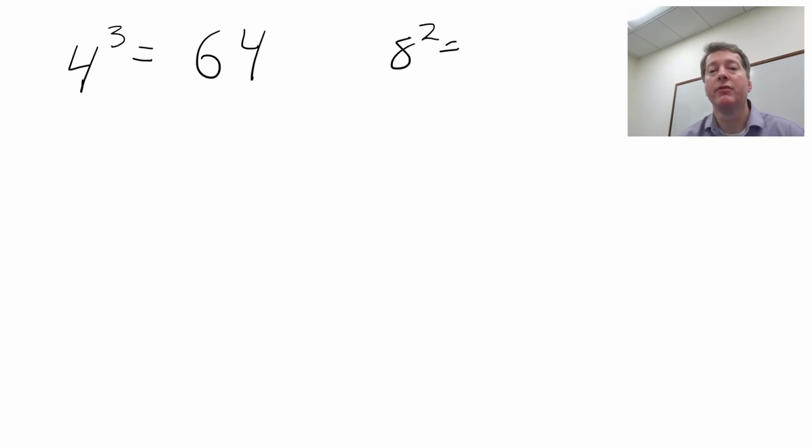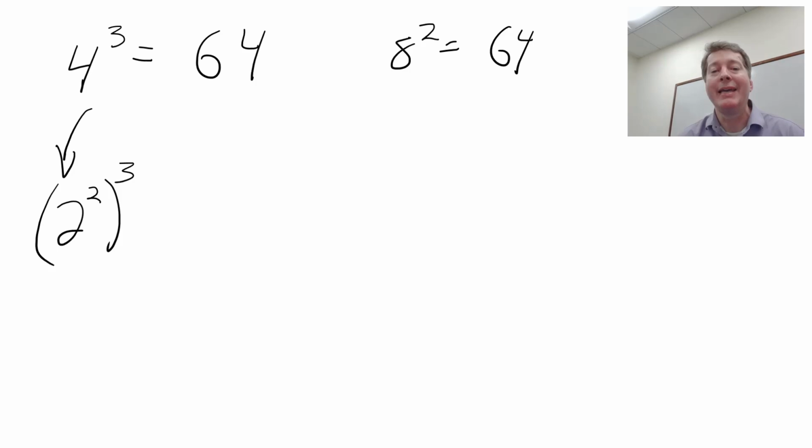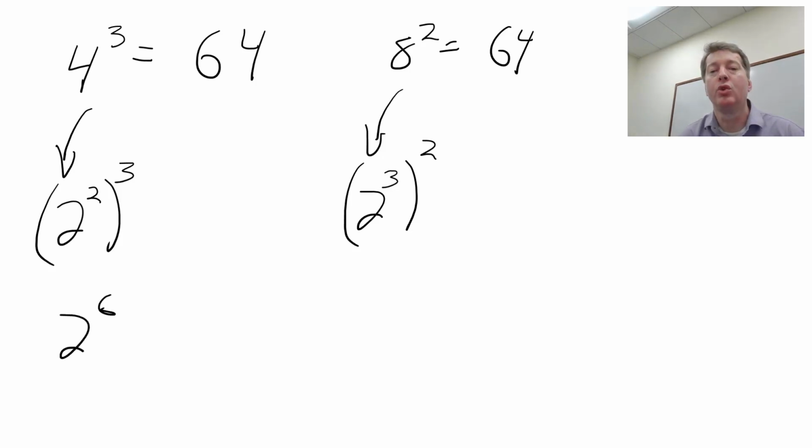With regard to squares and cubes, another nice thing to memorize: 4 cubed, 4 times 4 is 16, times 4 again is 64. 8 squared is also 64. Is that just a coincidence? Well, let's see. 4 is the same thing as 2 squared, so 2 squared cubed. 8 is the same thing as 2 cubed, so 2 cubed squared. Well, 2 squared cubed, you multiply, that's 2 to the 6th. 2 cubed squared, you multiply, that is 2 to the 6th. So both equal 64.